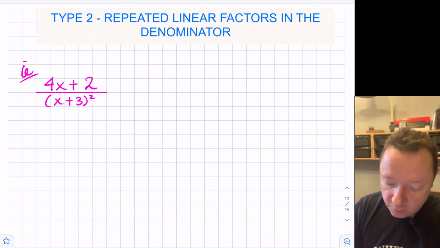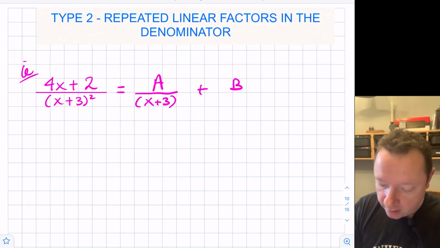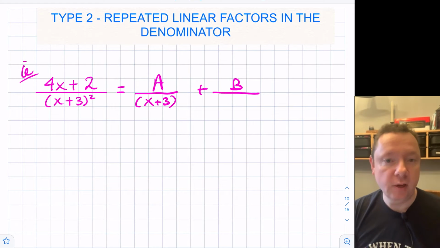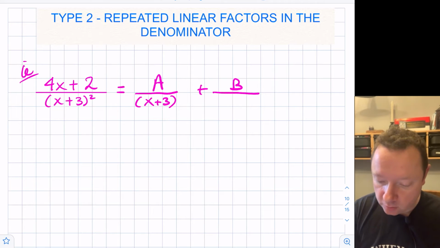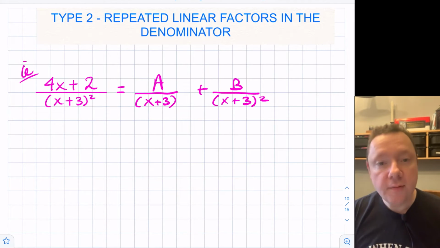If that happens, the form that the partial fractions will take will be, as you can imagine, a over x plus 3 plus b over something. Now, it can't be b over x plus 3, and the reason for that is if it was, then you could just straight away add it, it would be a plus b over x plus 3, which makes no sense. So I'm going to need x plus 3 squared as well. So that's what the form is going to take, a over x plus 3 plus b over x plus 3 all squared. And then we do it in exactly the same way.